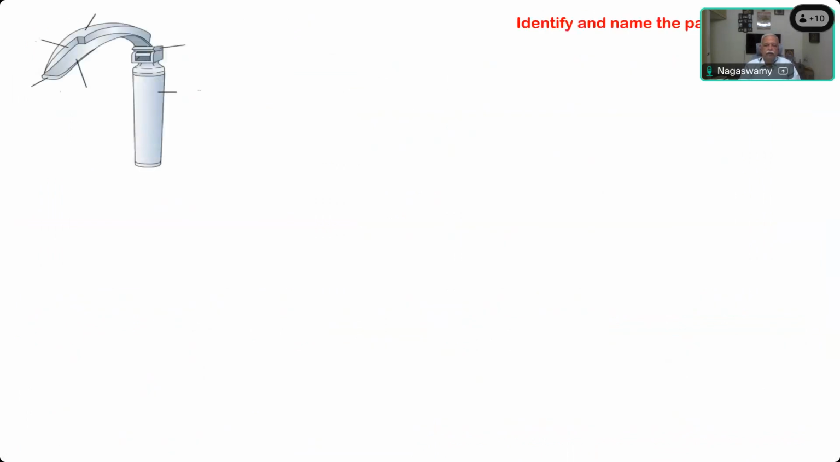Now we are moving on to some of the equipment from the breathing system. Identify and name the parts. Handle, sir. Hook, hinge, flange, tip, tongue and spatula, beak. Right. First identify: it is a Macintosh curved blade for adult use.